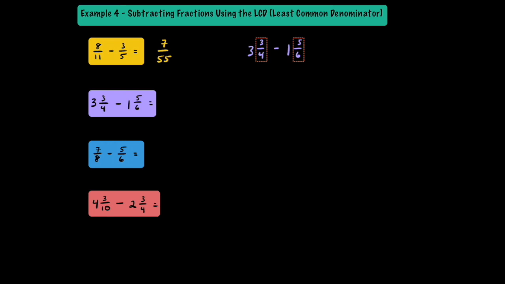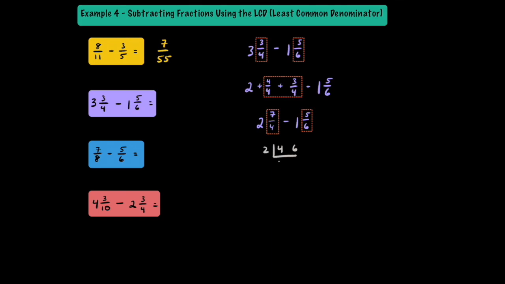To fix this issue, we're going to borrow one whole from the 3 and make it a 2. When we borrow one whole from the 3, we can rewrite it as 4 over 4. We'll still have the 3/4, and the remainder of the problem will stay the same. By regrouping one of the wholes in the first fraction, this allows us to subtract the fractional parts without going into the negatives. I know it may seem a little strange to have an improper fraction in a mixed number, but it's temporarily okay.